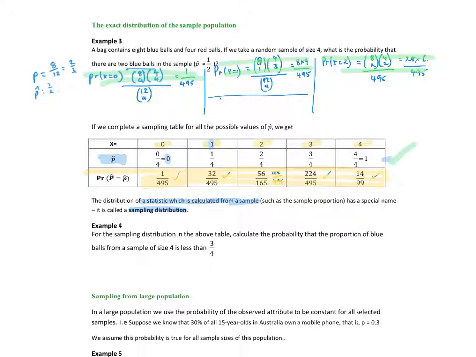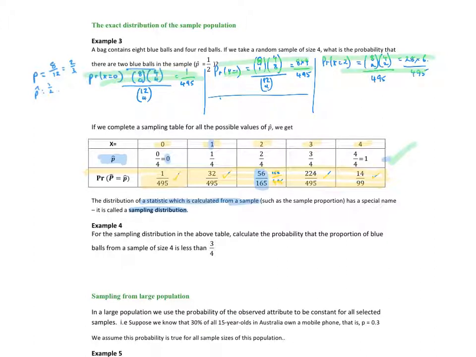So for the sampling distribution above, let's answer the question. What was the question? What is the probability that there are 2 blue balls in the sample? The probability that there are 2 blue balls in the sample is 56 over 165.